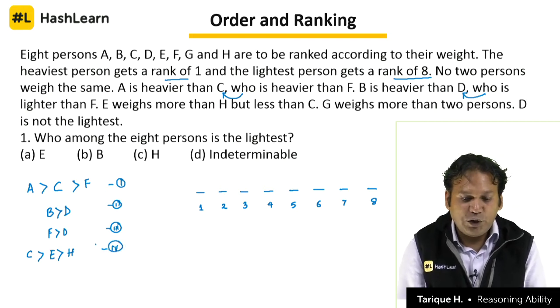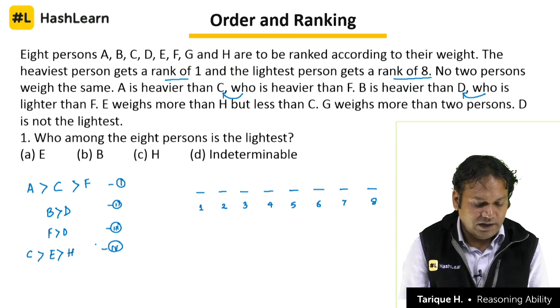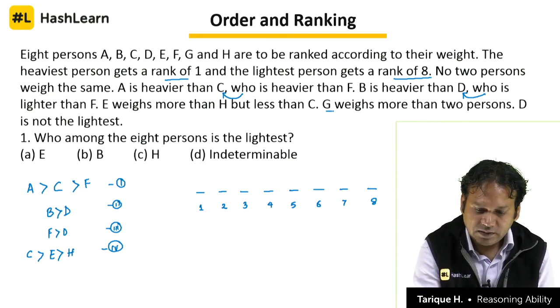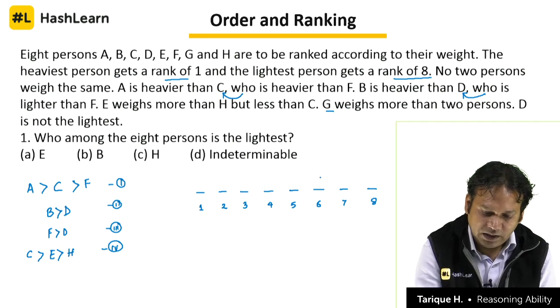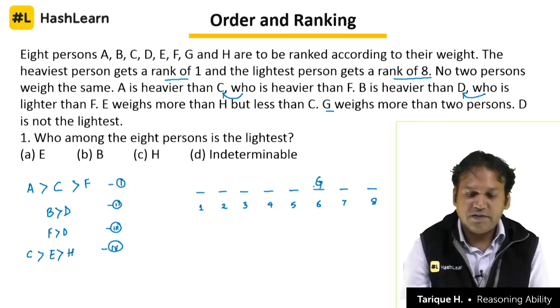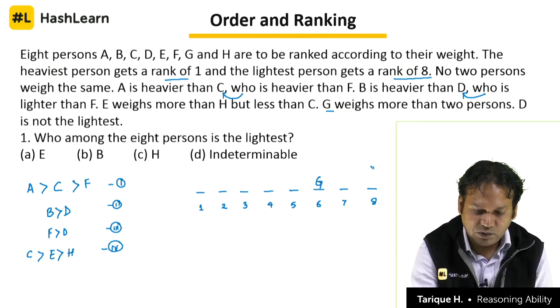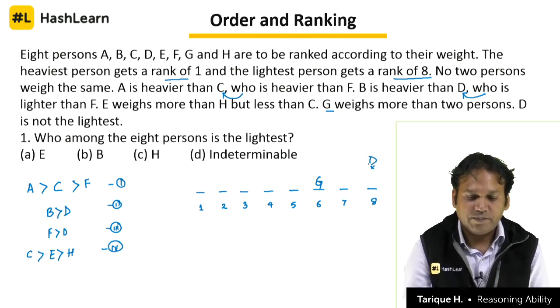G weighs more than 2 persons. That means G will be in the 6th position. D is not the lightest, so the last position will not be D.